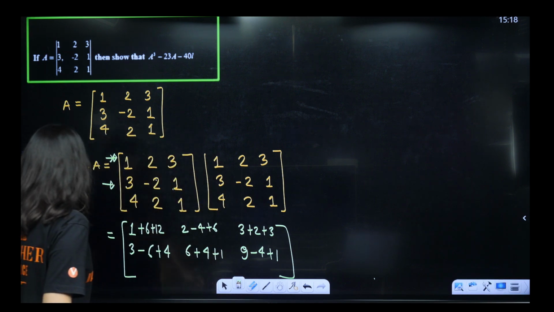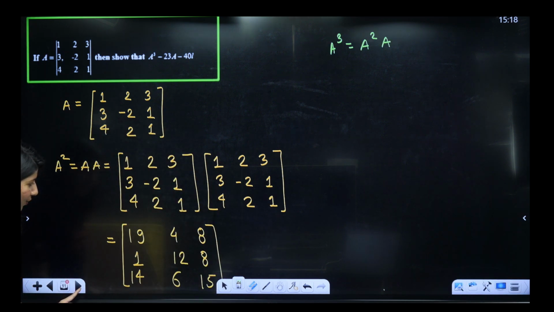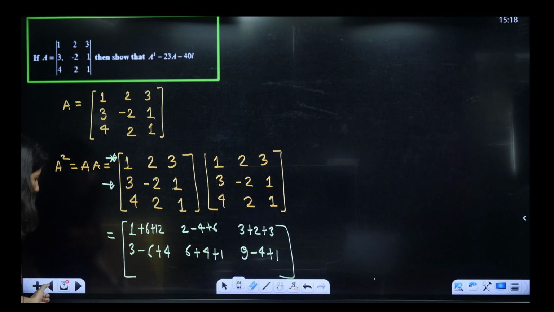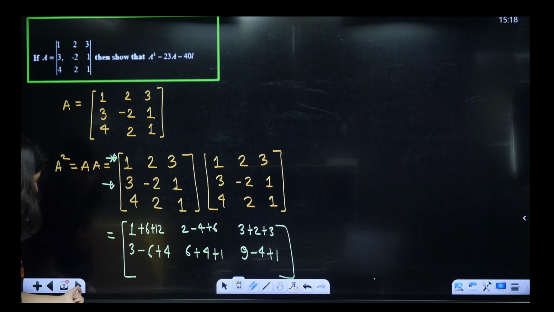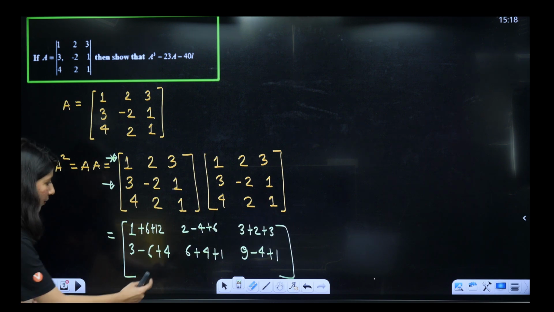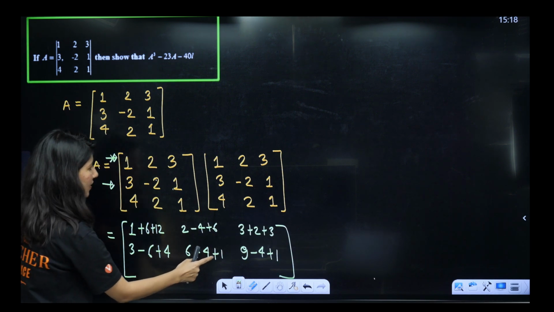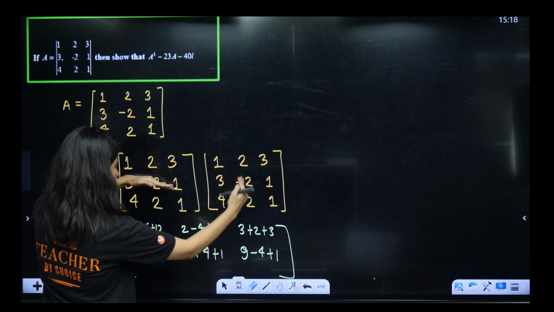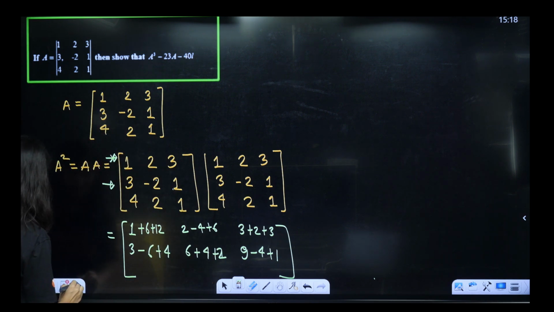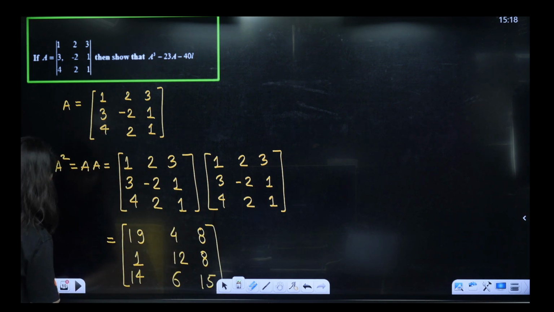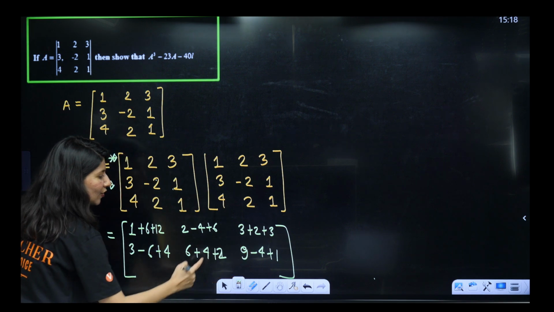Okay. So I have calculated this for you. 19, 4, 8. Okay. Then the previous slide. Yes, so this is minus 3 plus 4, it will be 1. Then it will be what? 6 plus 4, this will be 2, right? This and this. Yes, this is 2. So 6 plus 4 plus 2, 12. 12 you can see. And the last is 9 minus 4, 5 plus 1.